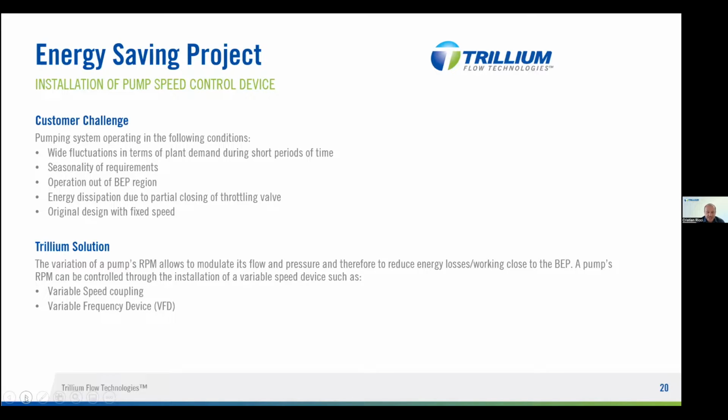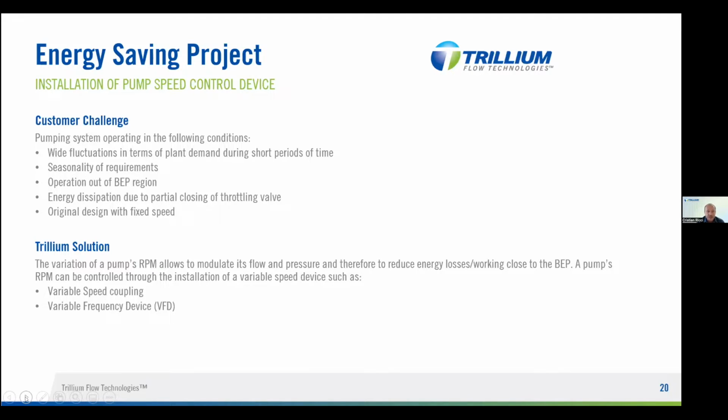In terms of customer challenge, sometimes pump systems are operating with the original design at fixed speed, while in terms of plant demand and due to the seasonality of requirement, the real operating point requires a different flow and different pressure from the original design. It means that the pump unit is operating out of the best efficiency point region, and through the variation and closing of a throttling valve, it means energy dissipation and therefore energy losses and additional cost for the customer.